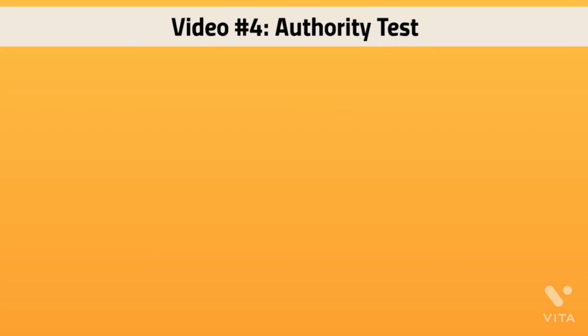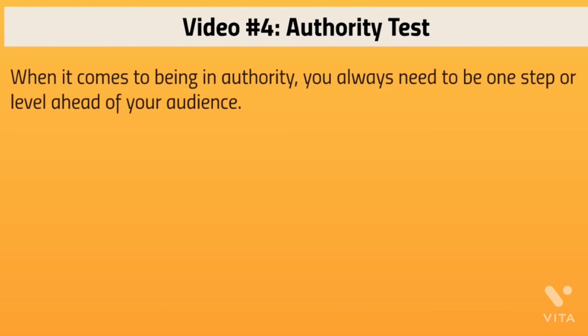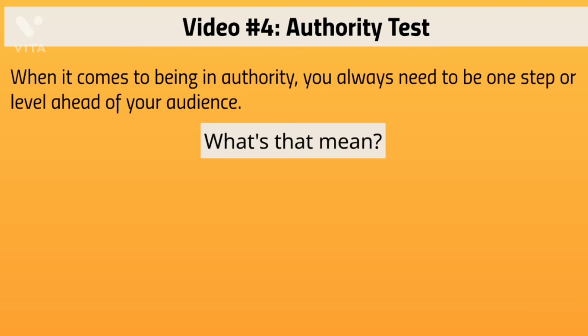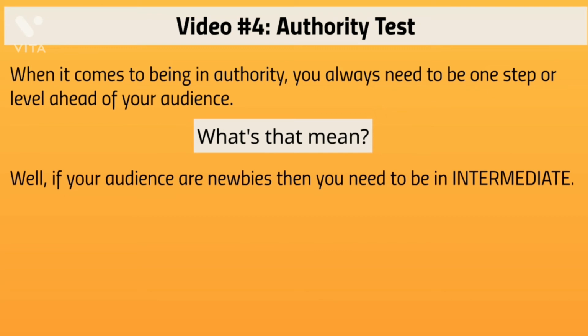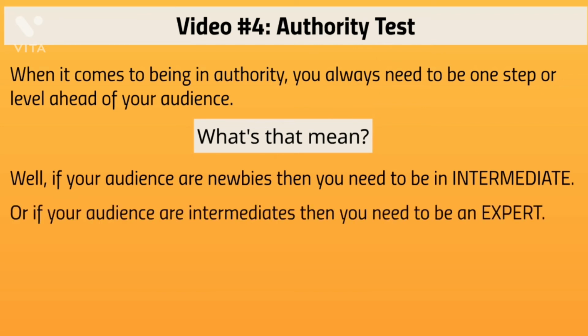Hello and welcome back to video number 4. This is the authority test. When it comes to being an authority, you always want to be one step or one level ahead of your audience. What do I mean by that? If your audience are newbies, you want to make sure that you are at least at the intermediate level. Or if your audience are intermediates, then you need to make sure that you are an expert in that niche.